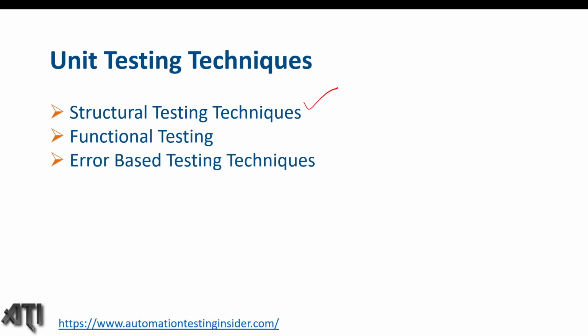And we'll do some kind of functional testing as well, guys, as part of unit testing, as I have discussed earlier, and error-based testing techniques. So we have a couple of error-based testing techniques, like error seeding, which we'll discuss later, and the next one is mutation testing. We'll discuss error-based testing techniques in coming slides. So let's talk about structural testing techniques first.